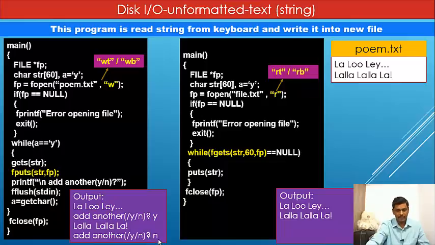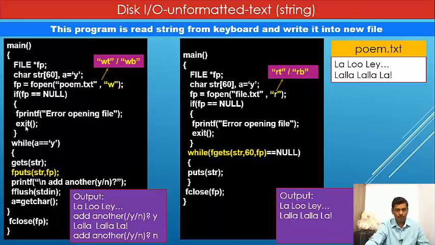If we press n, so that n is stored in a, the loop continues. When a is not equal to y, the condition is false and it comes out of the loop. Then close the file, fclose of fp. So the stream is removed. The stream will be removed from hard disk and RAM memory.